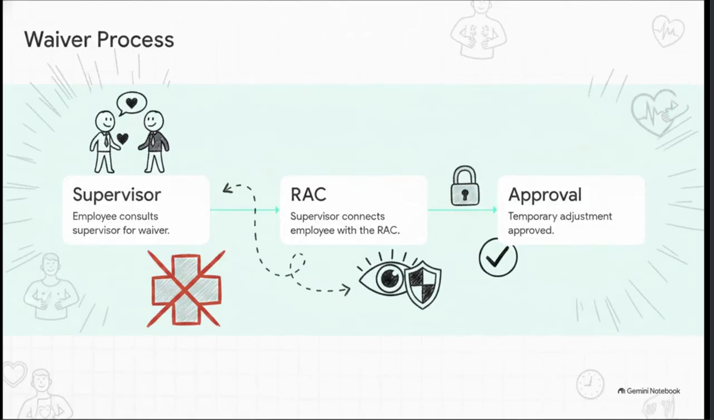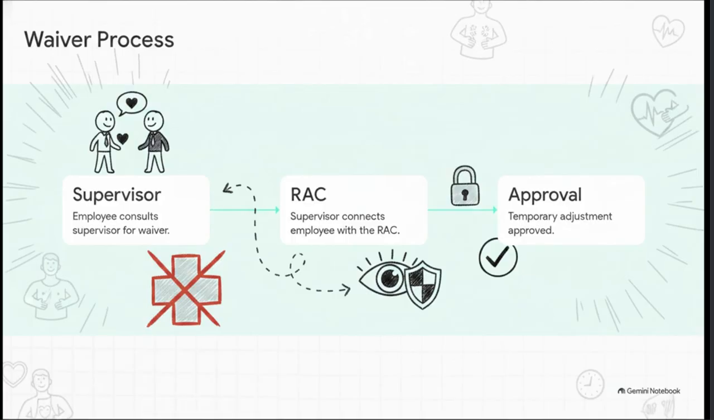Getting a waiver is basically a super simple 3-step path. Step 1, the employee talks to their supervisor about needing a break because of a medical condition. Step 2, the supervisor connects them right away to the Reasonable Accommodation Coordinator, or what we call the RAC. Now, think of the RAC as a privacy helper. They are literally the only person authorized to receive actual medical information.